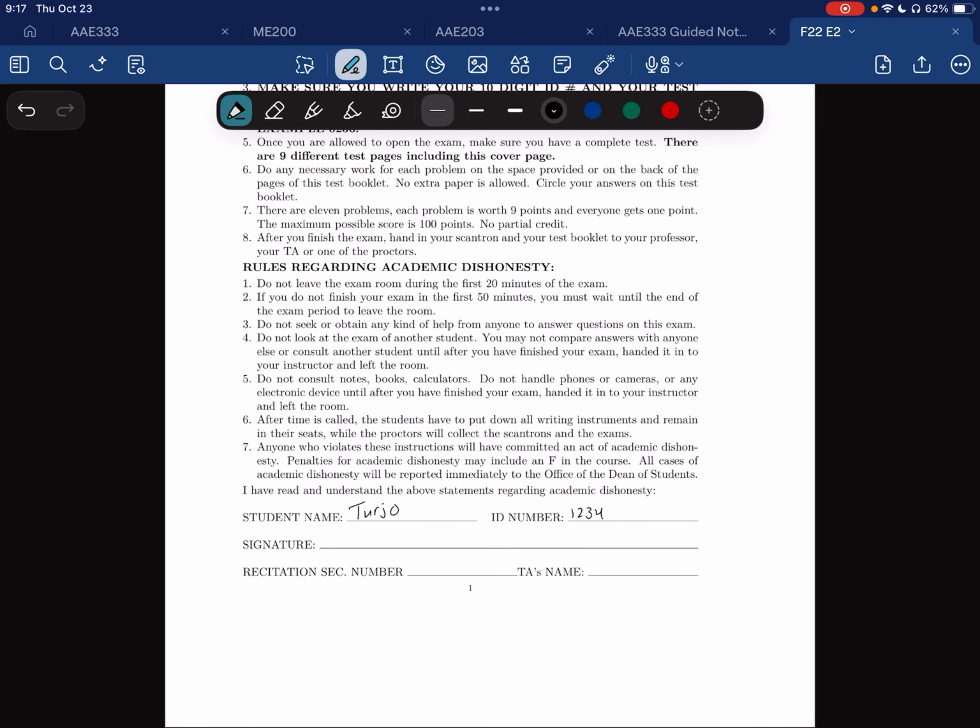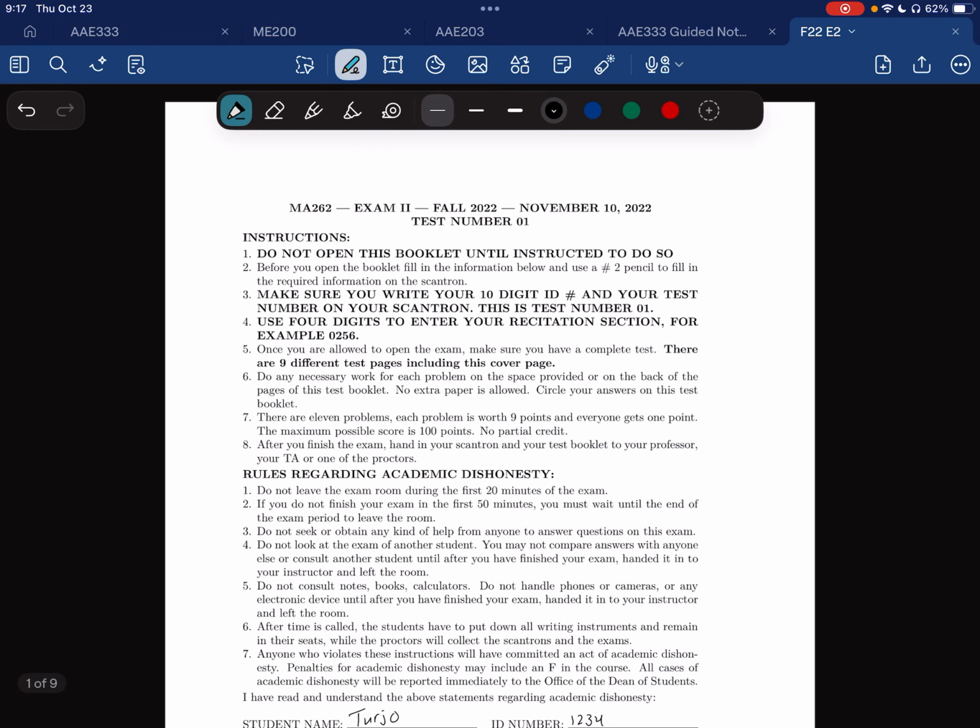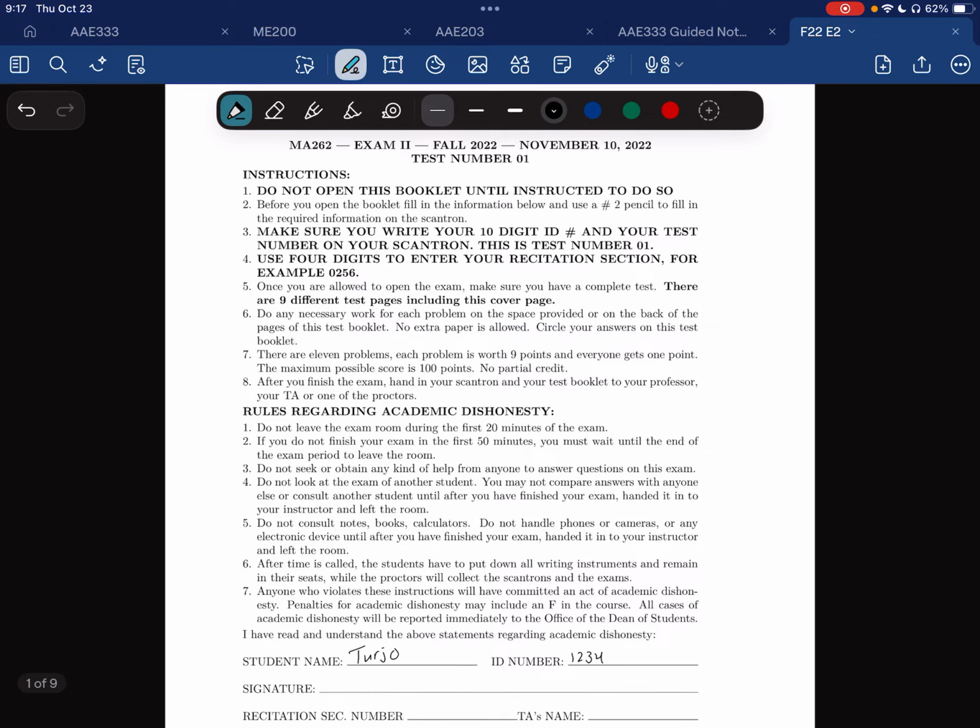Okay, hello everybody. This is exam 2 from fall 2022 for MA 262. Just to preface, this is a pretty linear heavy exam, so I will try my best to explain concepts as well as work through these questions as we go along. But let's just get started.